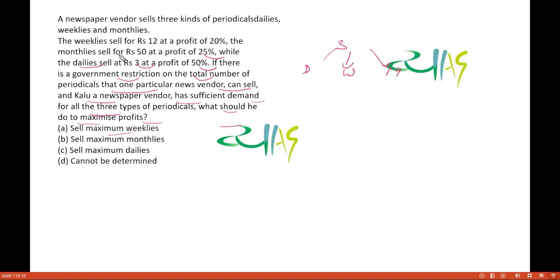Okay, and the weeklies sell for rupees 12 and the profit is 20%. So what is 20% of this? Okay, 2.4 rupees. And it is saying the monthly sells for 50, and this is monthly. Okay, sorry, this was weekly. It is saying the weekly sells for, we use W for weekly, rupees 12 and the profit of 20%.